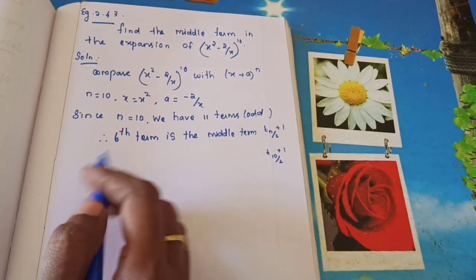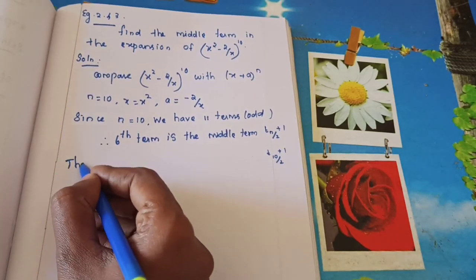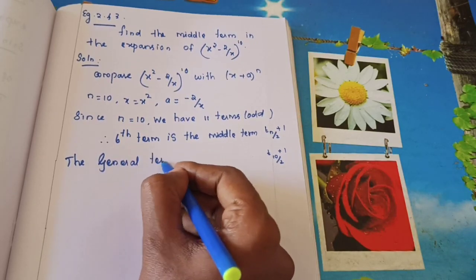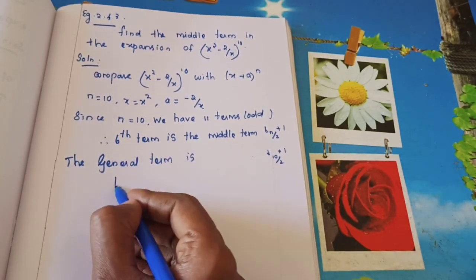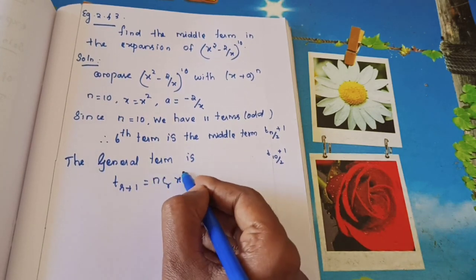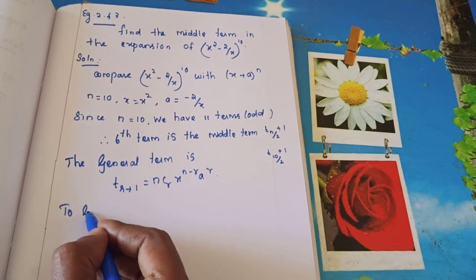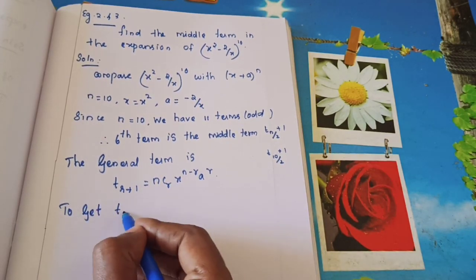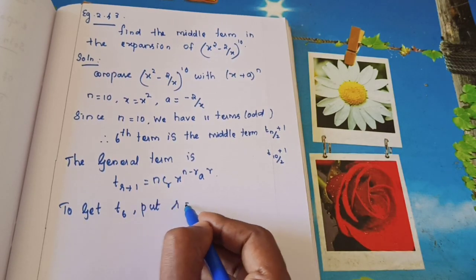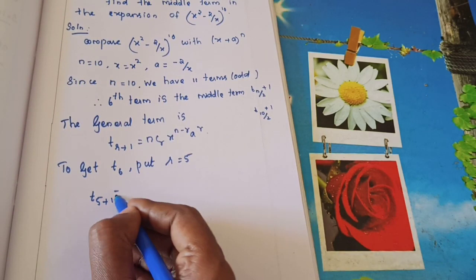Now I taught you in the book, no? That one. Okay, the sixth term is the middle term. Therefore, we can find the general term. The general term, you know the formula. What's the general term formula? In the previous problem we have completed: T(r+1) is equal to nCr x^(n-r) a^r. To get T6, put r equal to how much will you substitute? 5. Okay, then T(5+1) is equal to T6.